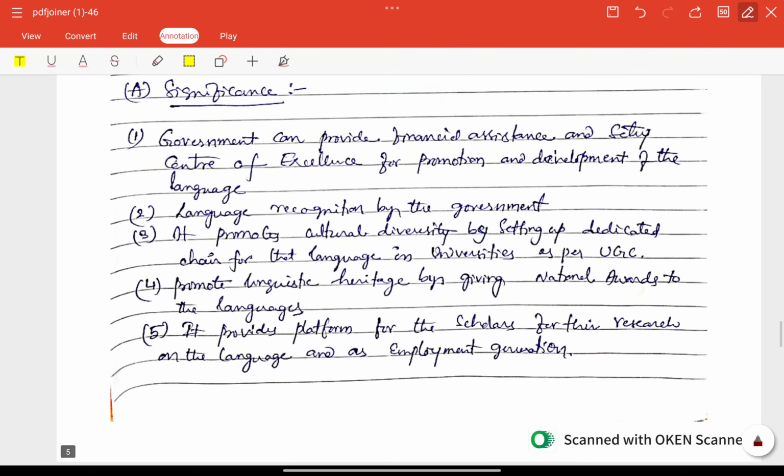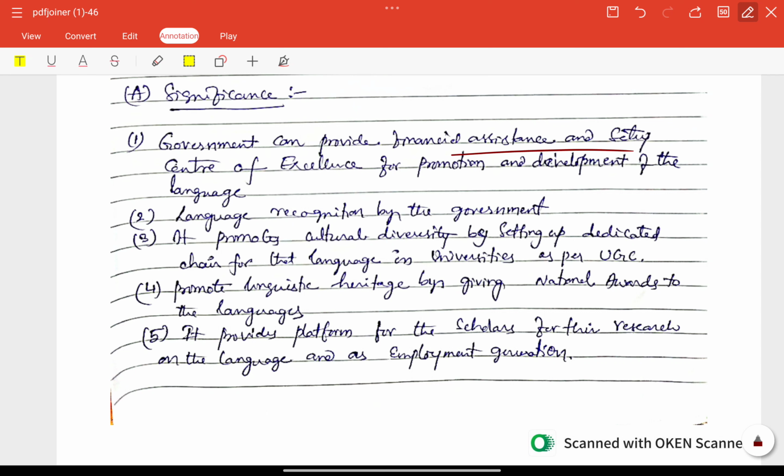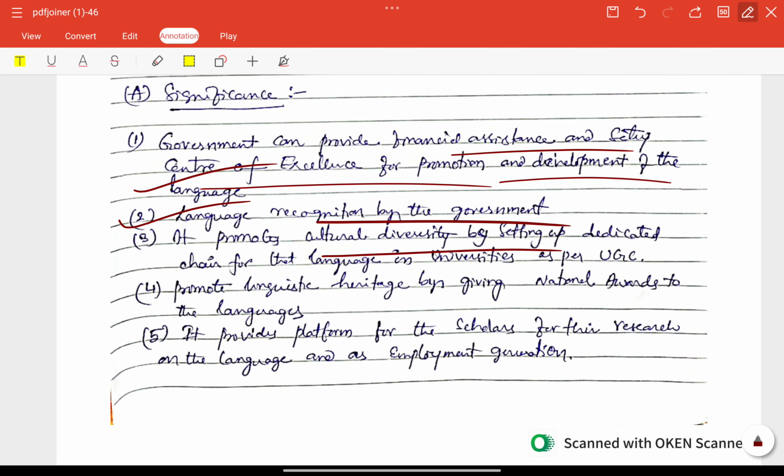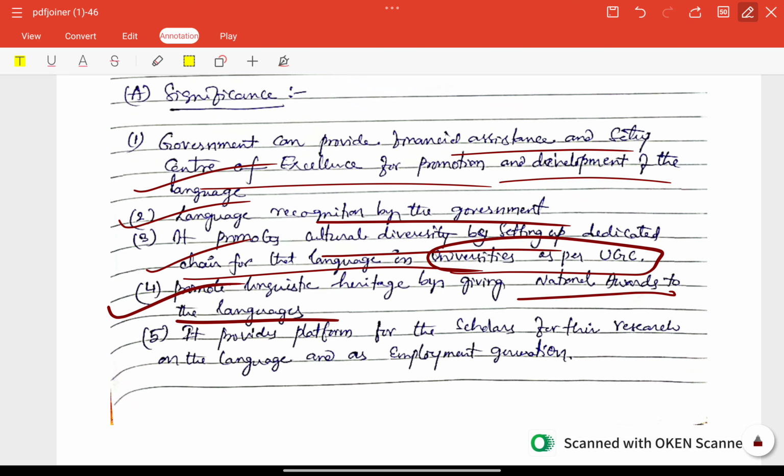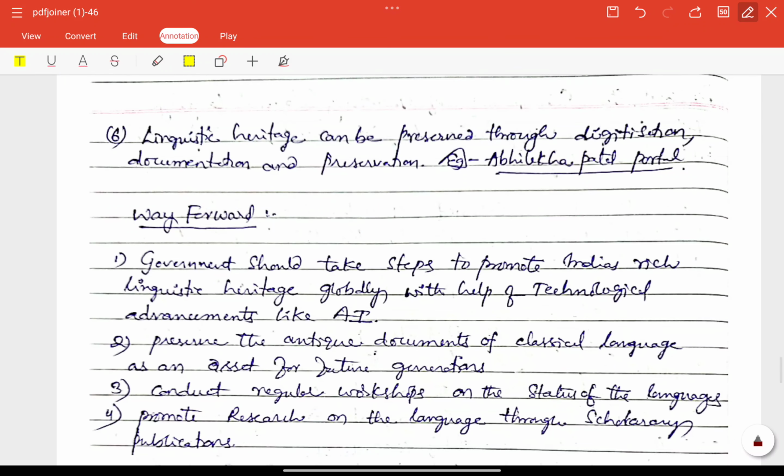Very good. Next, coming to the significance part: the government can provide financial assistance and set up centers of excellence for the promotion and development of the language recognized by the government. It promotes cultural diversity by setting up dedicated chairs, especially for that language in universities as per UGC. It promotes linguistic heritage by giving national awards to languages. Very good. It provides a platform for scholars to research the languages, and employment generation. Very good. Next, linguistic heritage can be preserved through digitization, documentation and preservation. Already we have the Abhilekh Patal portal as an example included here.